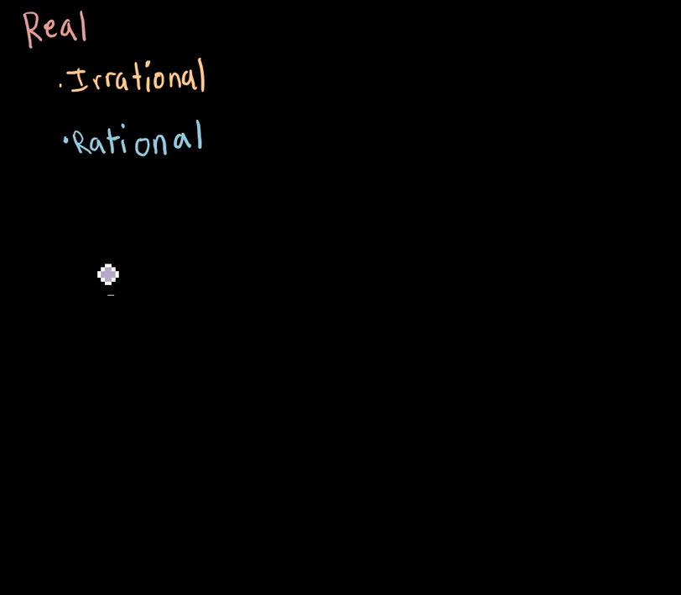The last group of numbers are a very confusing group of numbers. These are the imaginary numbers. It doesn't make sense because, well, how can a number be imaginary? Because it doesn't exist, but a number is a number. How can it not exist?